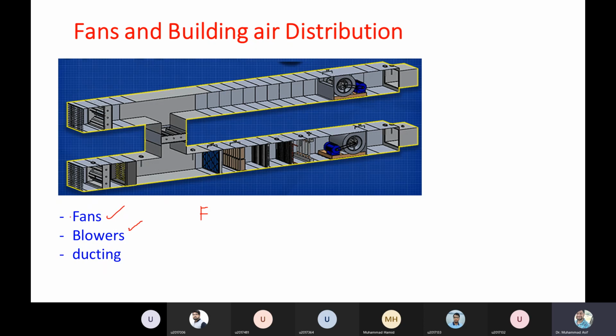There is a difference between fans and blowers. We'll discuss it in the coming slides. In today's class, we'll discuss just the fans, and in the next class, we'll discuss the ducting, that means the duct design, sizing, and different types of ducts. So the first topic is fans and blowers.